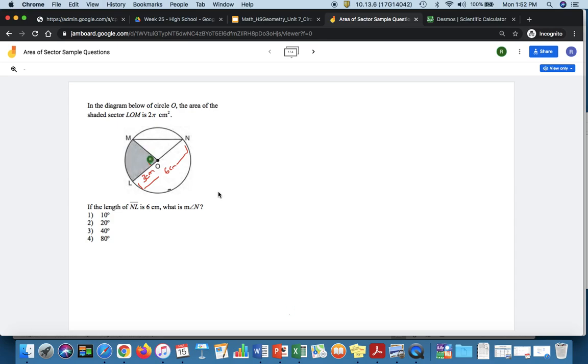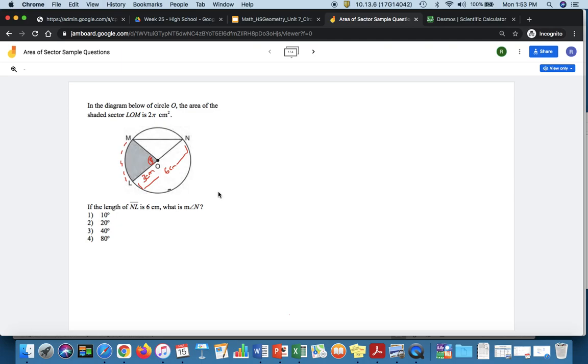Our goal is going to be to figure out angle MON because whatever that angle is, arc ML is going to equal the central angle that it intercepts. So once we figure out what angle O is, we'll know that angle N is going to be half the arc that it intercepts, or half the central angle that intercepts the same arc.